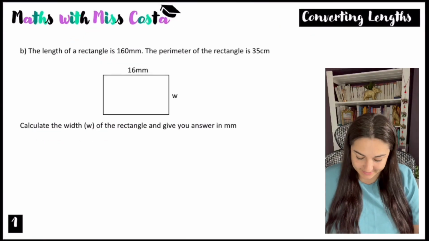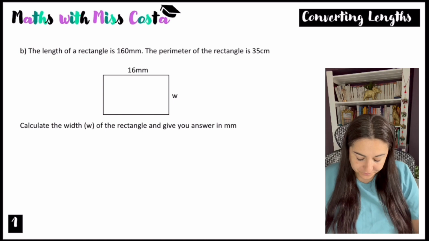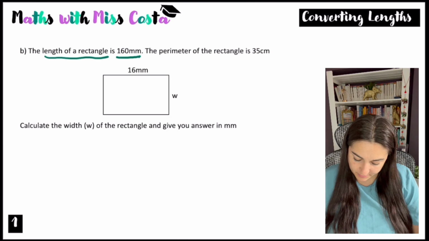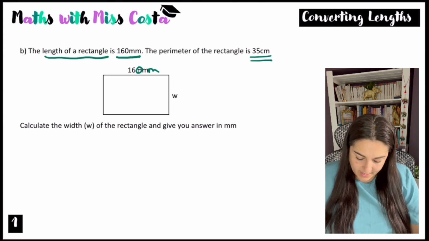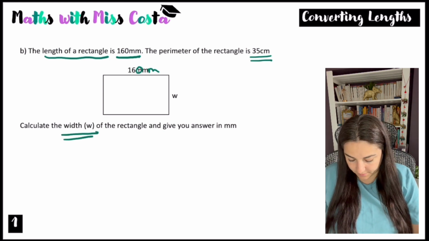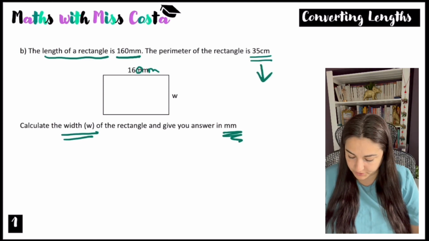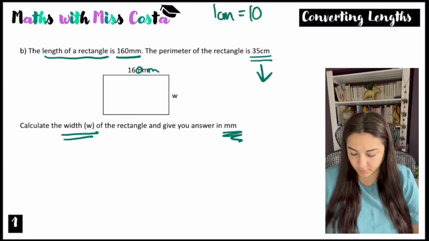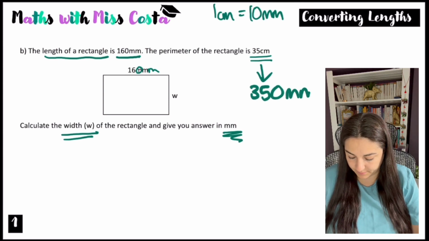So here I am being asked to convert lengths once again, but in a little bit more of a problem solving kind of question. So the length of the rectangle is 160 millimeters, and the perimeter of the rectangle is 35 centimeters. So that should say 160 millimeters there. And I need to calculate the width of the rectangle and give my answer in millimeters. Okay, so if I need to give my answer in millimeters, it will be helpful to convert centimeters into millimeters. So 1 centimeter is equivalent to 10 millimeters. So therefore 35 centimeters would be 35 times 10, which is 350 millimeters.